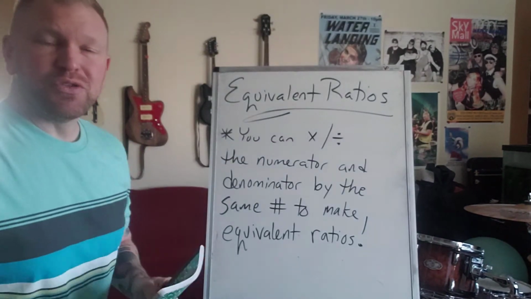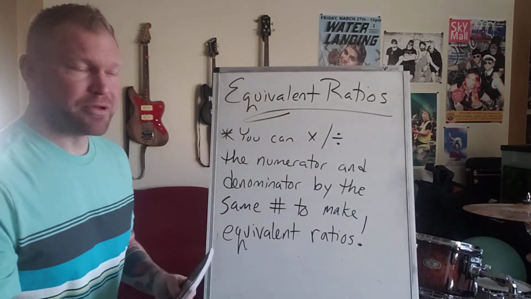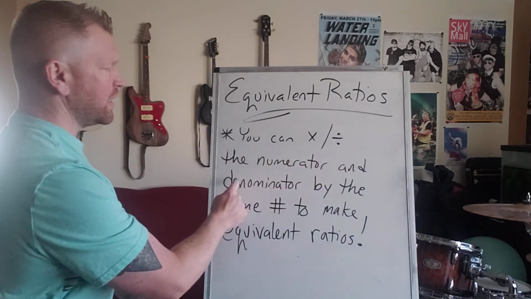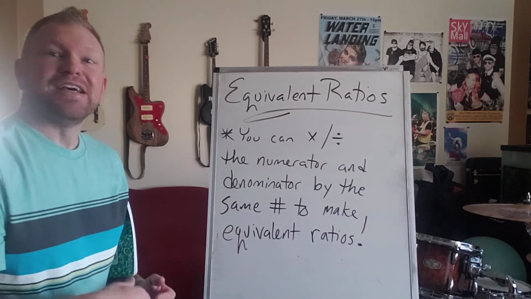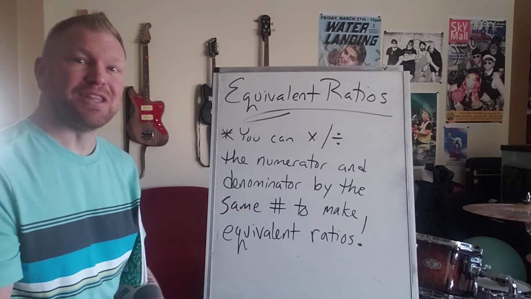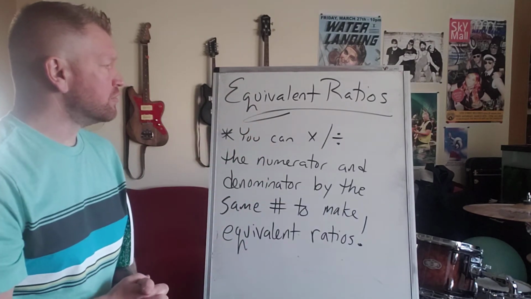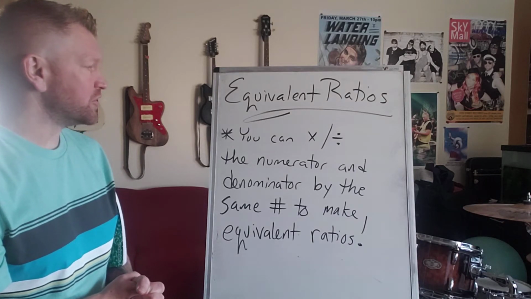All right, once you get to whatever page you're on in your notebook for equivalent ratios, write equivalent ratios at the top and copy down this sentence. You can multiply or divide the numerator and denominator by the same number to make equivalent ratios. Same thing as equivalent fractions. So if you're familiar with equivalent fractions, this will be the exact same. Pause the video if you need to until you get this copied down.